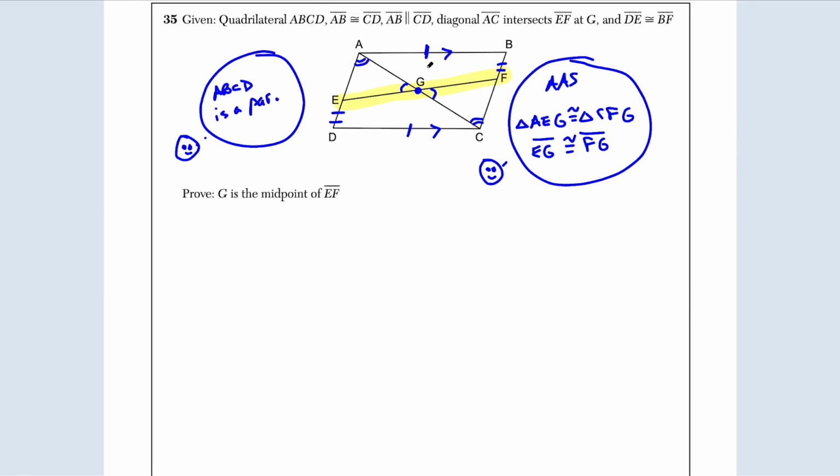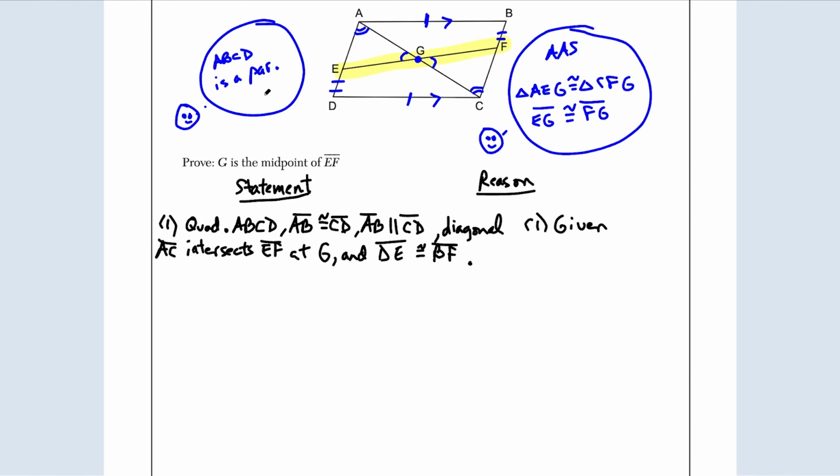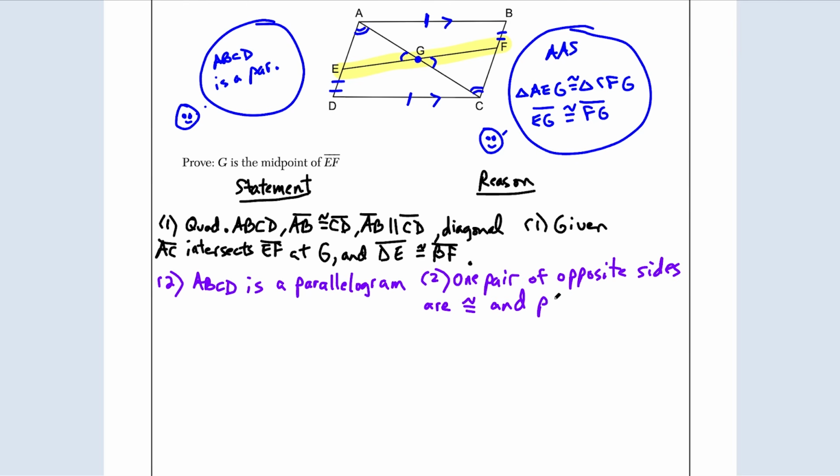So now we can start with our statements and reasons here. And the first thing you always have to write is the given information. You don't get any credit for just writing this, but you have to write it to get full credit. So for the next statement and reason, we have flexibility in terms of what we could write next. But I'm going to say here that ABCD is a parallelogram. And remember, the reasoning is that we have one pair of opposite sides that are both parallel and congruent. So now once we establish that ABCD is a parallelogram, we could say that AD and BC are both parallel and congruent.